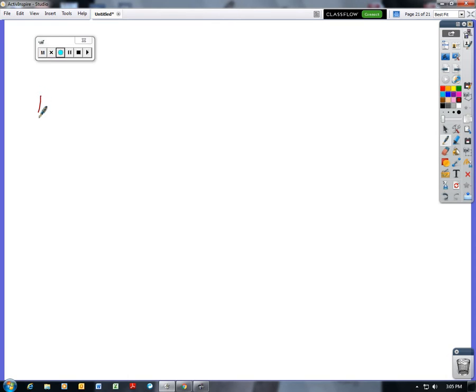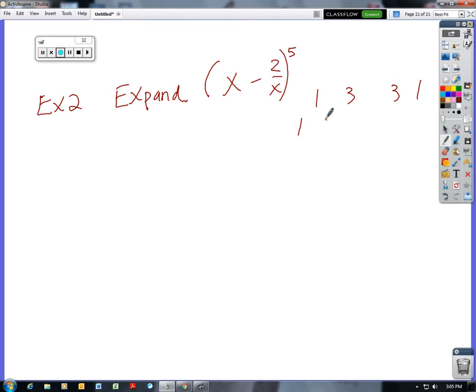Example 2. Expand x minus 2 over x to the fifth. This is not a polynomial, because polynomials, you can't have a variable down in the denominator like that. But we could still expand it. So this is Pascal, so it's to the fifth. I'm going to just take a little shortcut here and start off with my Pascal's triangle right there. And then that'll be 5, 10, 10, 5, 1. So n is 5. That means I have 6 terms.